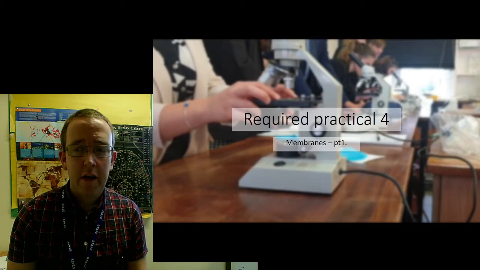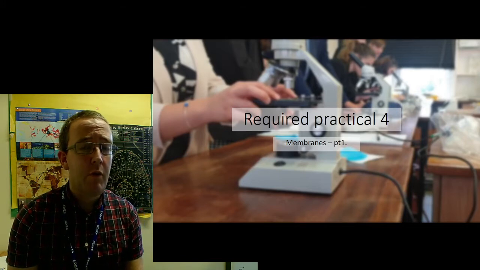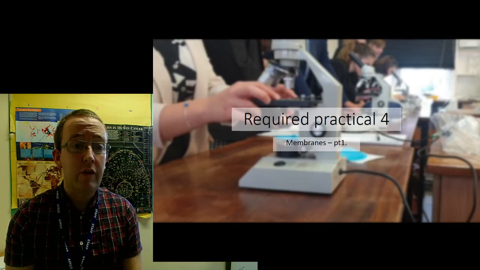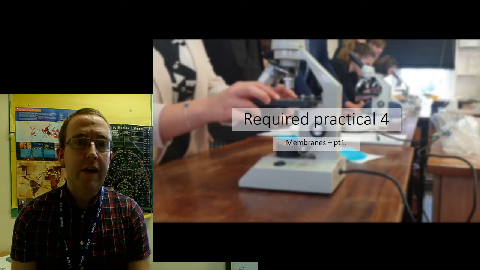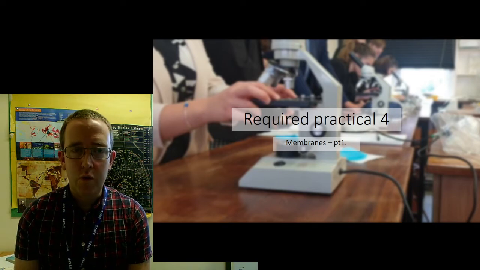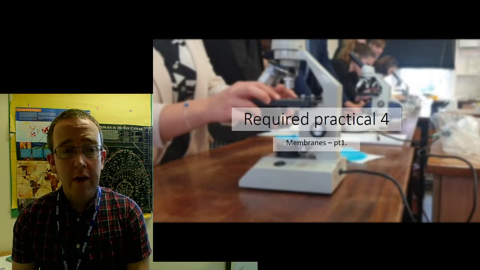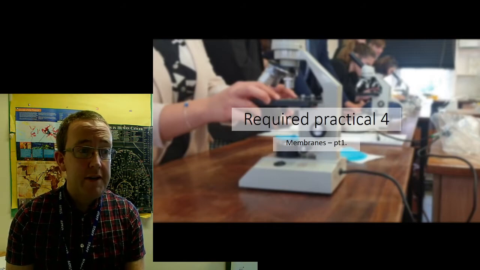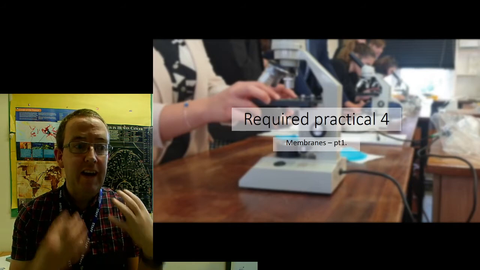So this is obviously a bit of an unusual way of doing a practical, but this is what we're going to do. So you can still achieve a load of those required practical CPAC standards even while you're not in school. So required practical 4 is one we've been putting on for a while. It is on membranes and membrane permeability. So it links to the topic about getting in and out of cells.